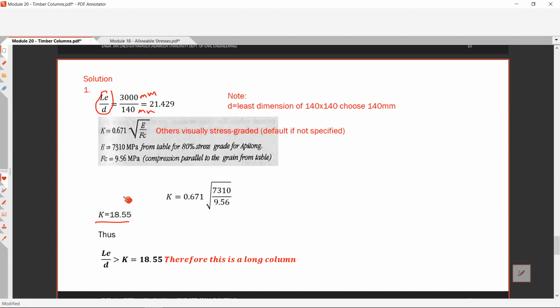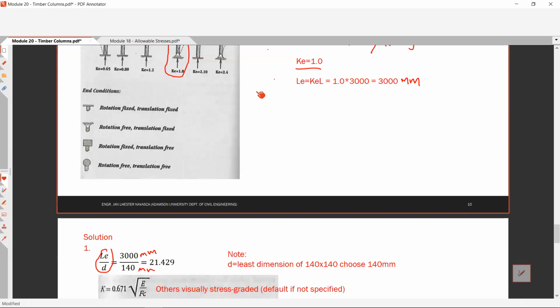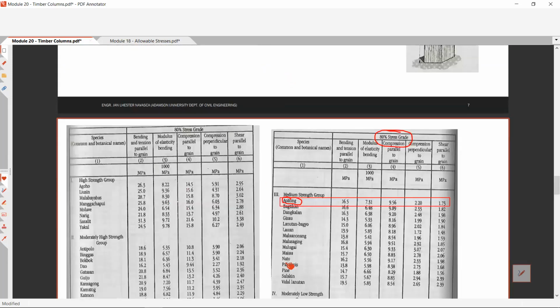So when we compare your LE over D and the value of K, it is very obvious that your LE over D is greater than K. So 21.429 is greater than 18.55. Therefore, your column is a long column. Your LE over D is greater than K, therefore your column is a long column. Okay? So dito siya pumatak sa long column.